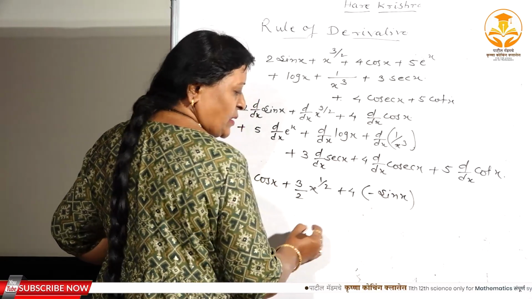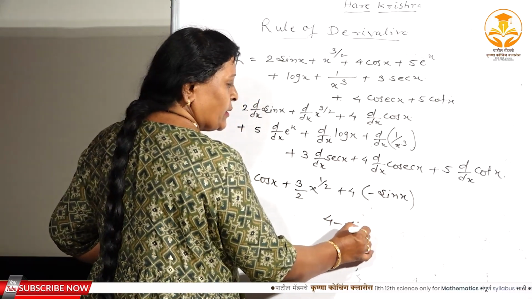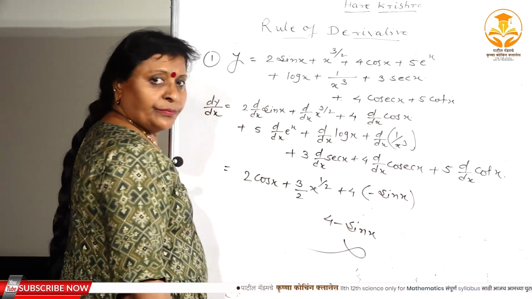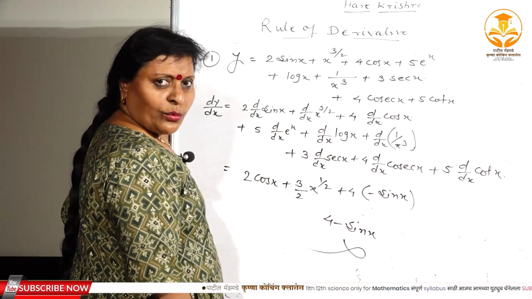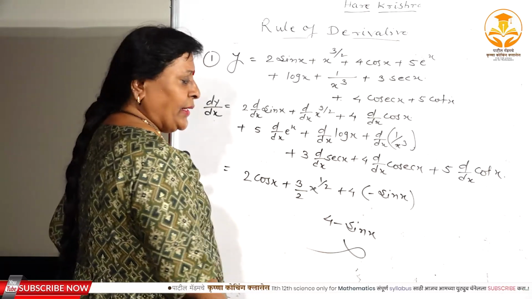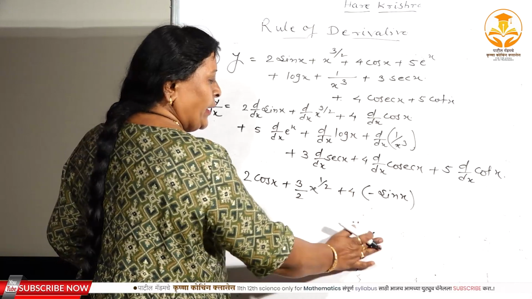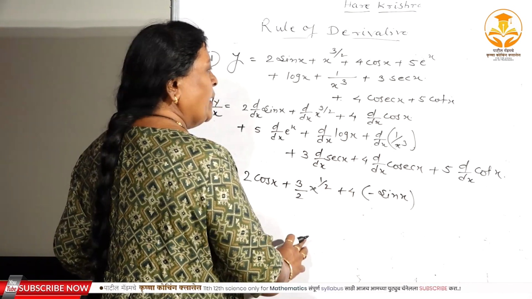This you have to write in a bracket. Students write it as 4 minus sin x. This is wrong. Are we subtracting sin x from 4? No. It is 4 into minus sin x. Therefore you have to write this in a bracket. Right?